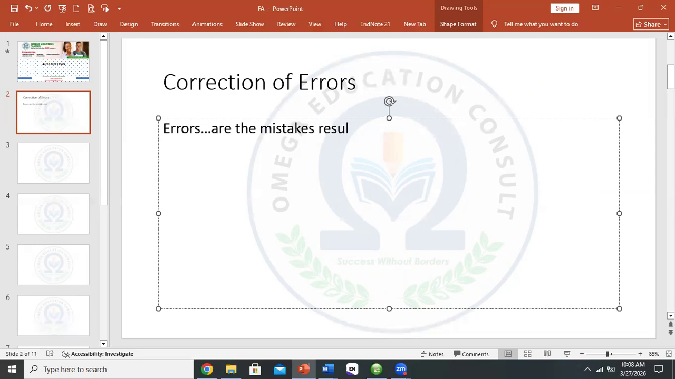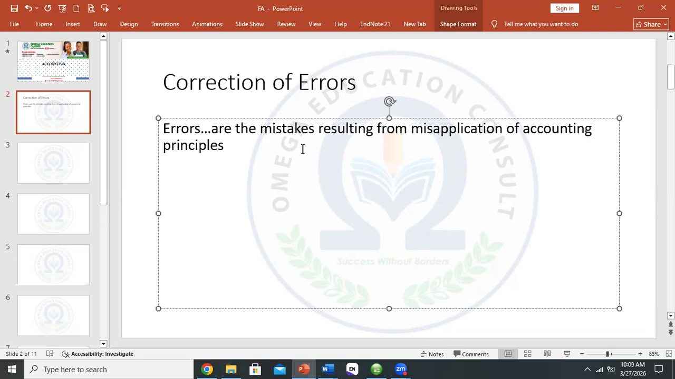Resulting from, I'm interested in that one. Resulting from falsification? No, misapplication. Misapplication of accounting principles. Yes. Okay, thank you very much. Okay, so let's digest this definition.